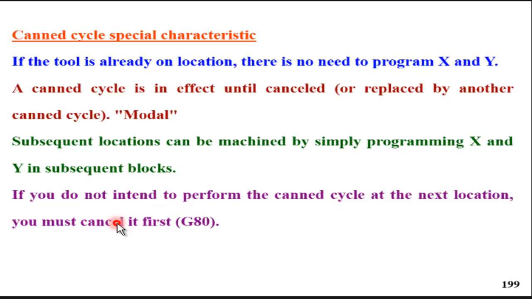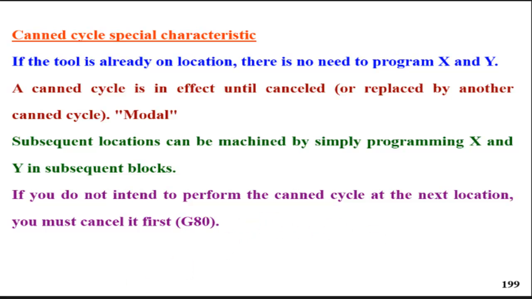If you do not intend to perform the canned cycle in the next location, because it is still active, you have to deactivate it. How to deactivate? By cancelling the canned cycle. To cancel the canned cycle, we use G80. If you don't cancel the cycle, it will be active in the second position. What is the meaning?